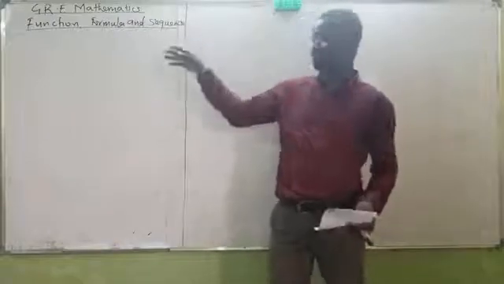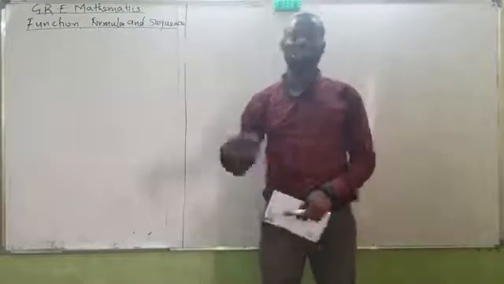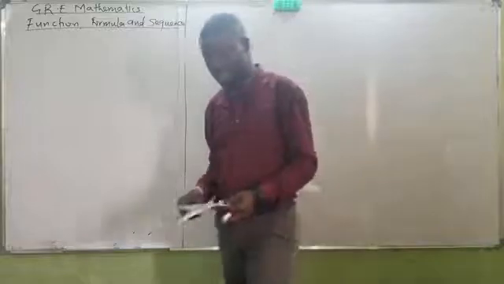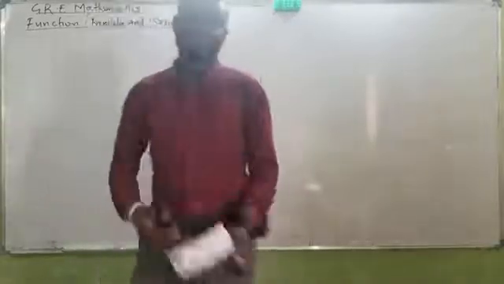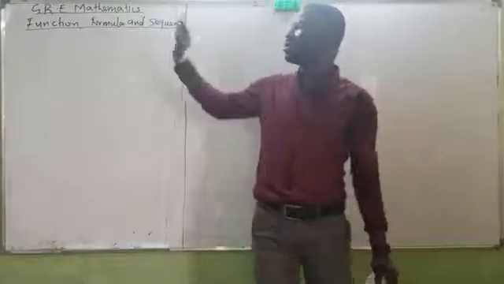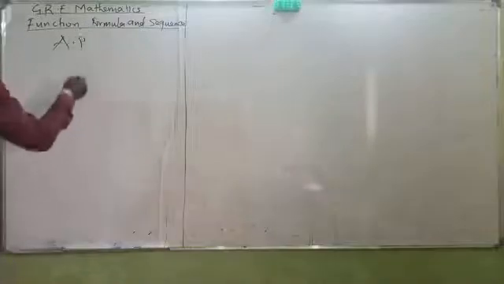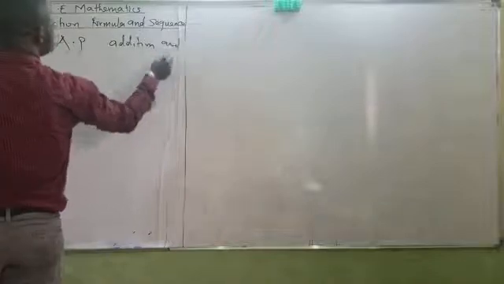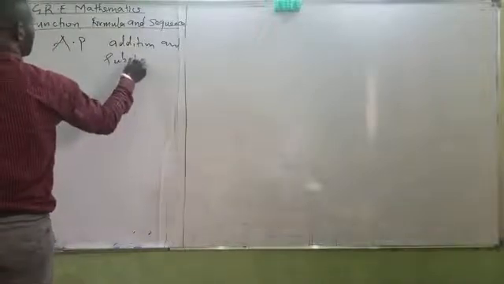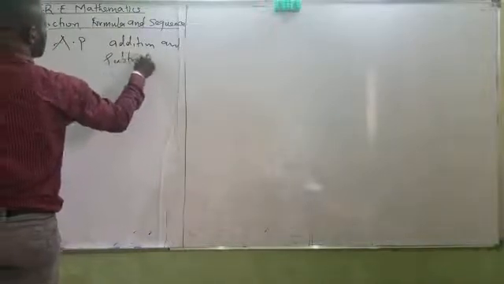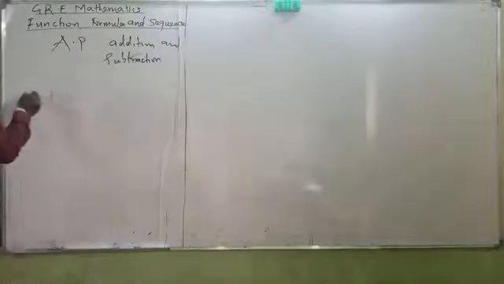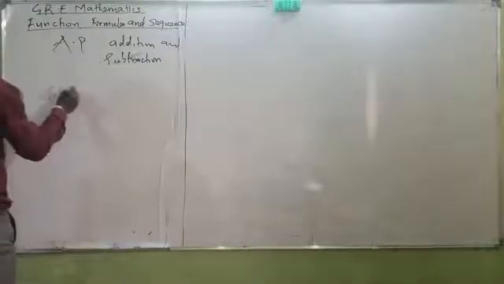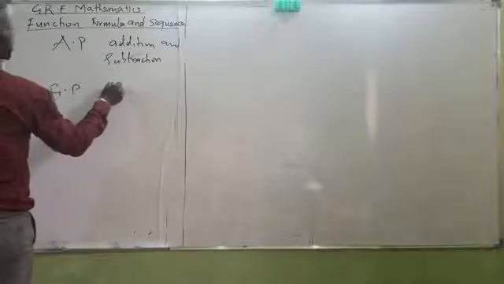I think I've mentioned AP and GP. It has a first term, and it must have a pattern. If the pattern follows addition and subtraction, it means we are talking about AP, arithmetic progression, which is addition and subtraction. Now, if it follows multiplication and division, that is GP.